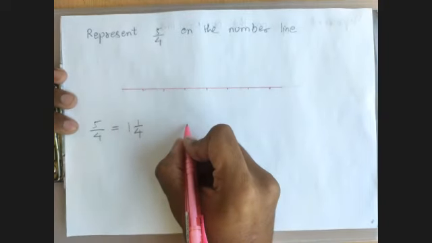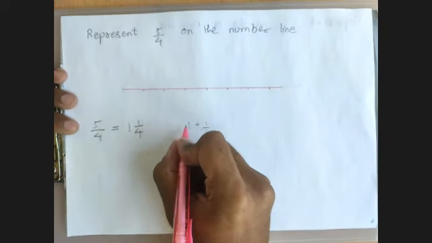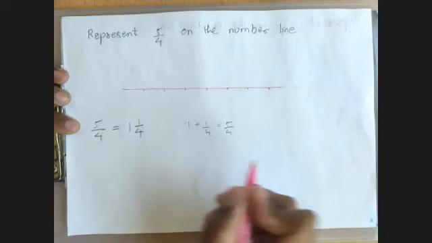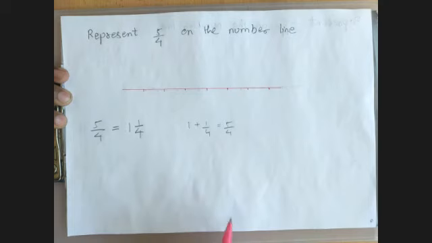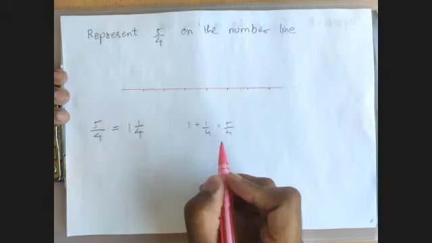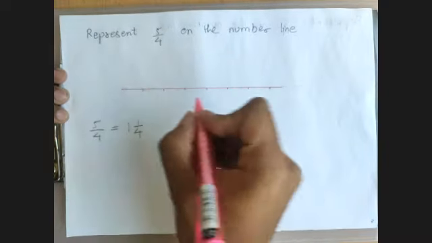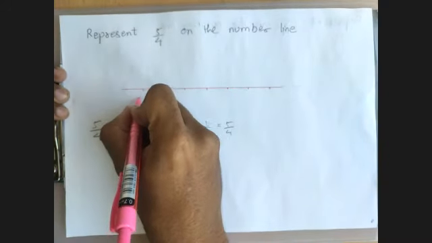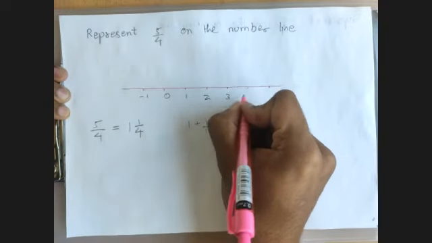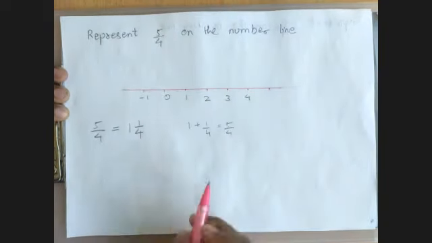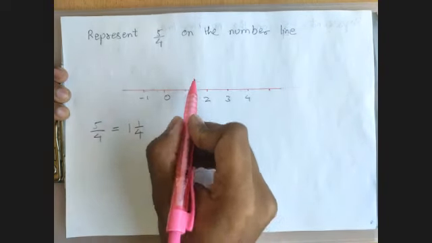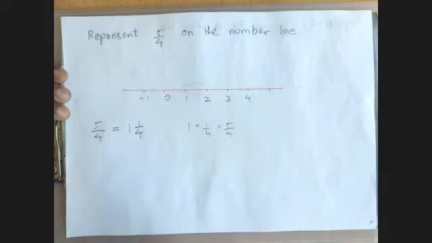Where you can verify this. 1 plus 1/4. 4 plus 1, it is 5/4. Okay, so that means it is 1 plus 1/4. What is that? If I check on the number line, -1, 0, 1, 2, 3, 4. If I look here, it is 1 plus 1/4. That means it is greater than 1, so it lies somewhere in between here.